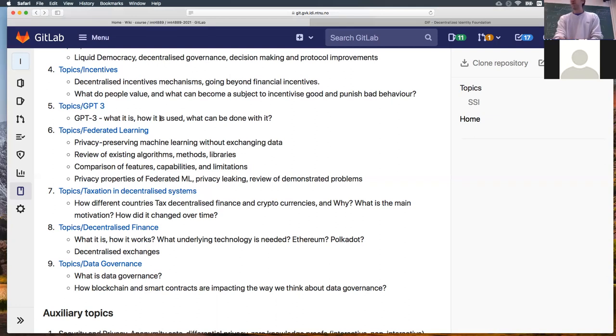So topic four is for all those non-financial incentives and for mechanisms of enforcing behavior the way that the system is designed for, and the interplay between those different mechanisms, because you can have a combination of different ones. You can have a combination of non-financial ones with financial ones, for example.